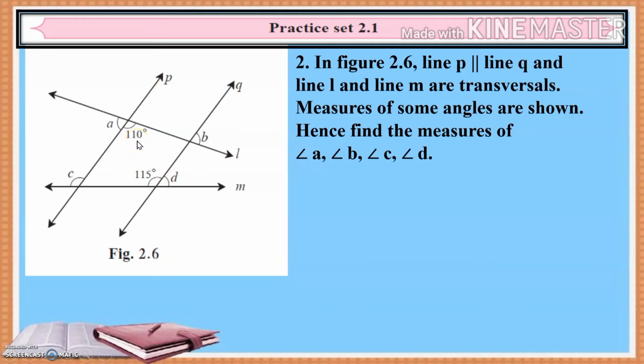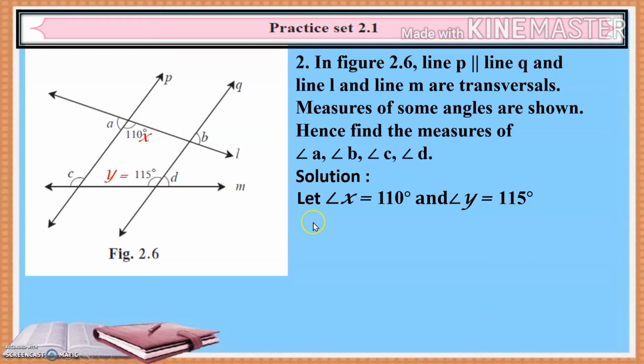There are some angles which are given here as 110 and 115, but they are not named. So let's name them. We start with the solution. Let angle X be 110 and angle Y be 115. So we'll take X here and Y here. Now we will also consider angle Z. Where is it in the figure? Angle Z is this angle. Okay students, this is angle Z. So now using this, we will start with the solution.